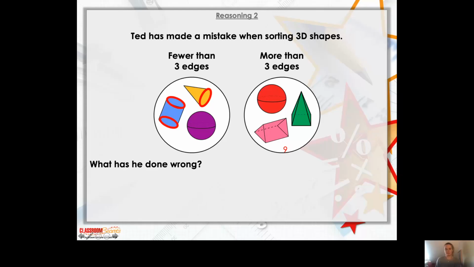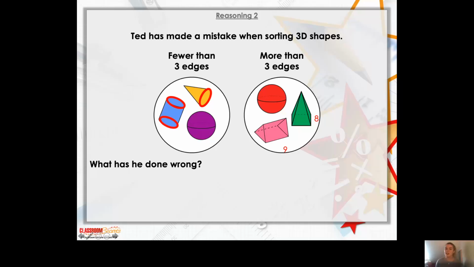Okay, now what about the pyramid? How many edges does our pyramid have? Well, it's a square-based pyramid, isn't it? And it has 8 edges. So well done. Again, this is in the correct group, Ted, because 8 is more than 3. Now, what about the sphere? Should that be in the group for more than 3 edges? Well, no, it shouldn't, should it?